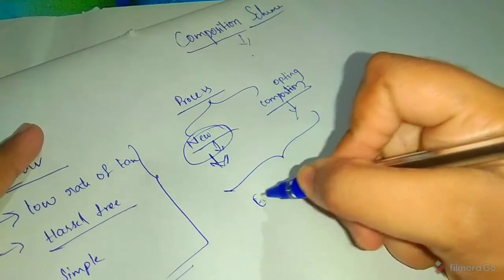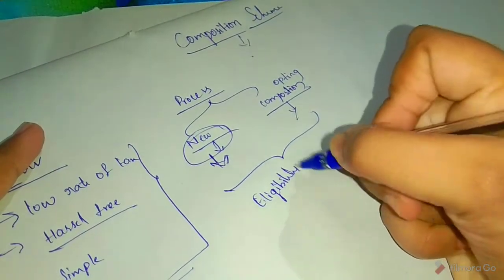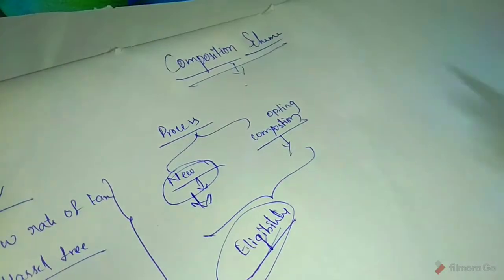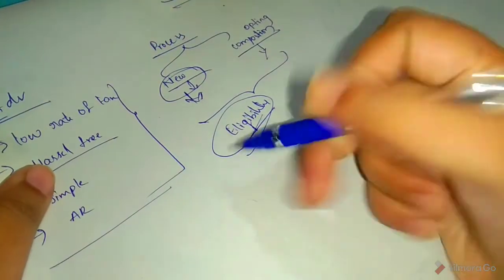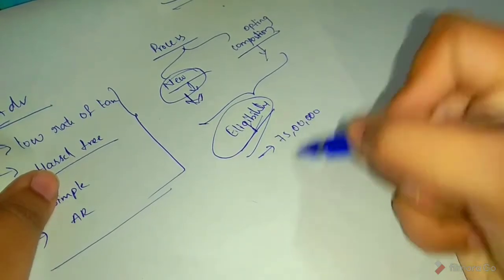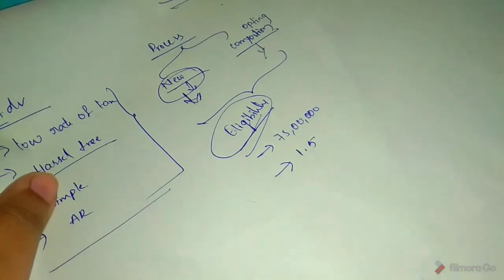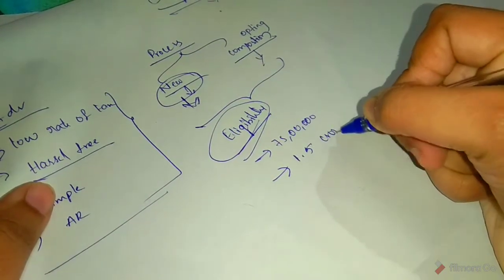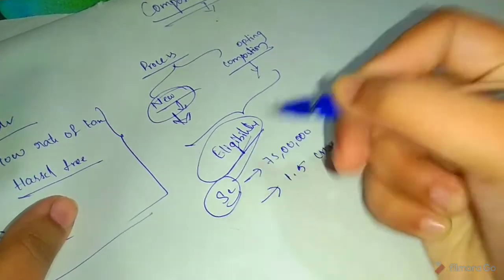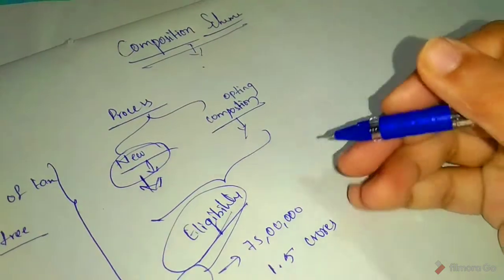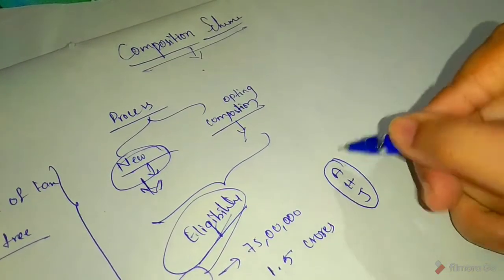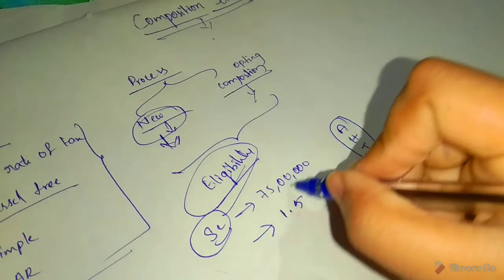See, eligibility. Eligibility for opting composition scheme. For specified category states, 75 lakhs turnover, and for remaining states, 1.5 crores. In specified category states, there are 3 states: Assam, Himachal Pradesh, Jammu and Kashmir. These states are exceptional for this limit. Okay?